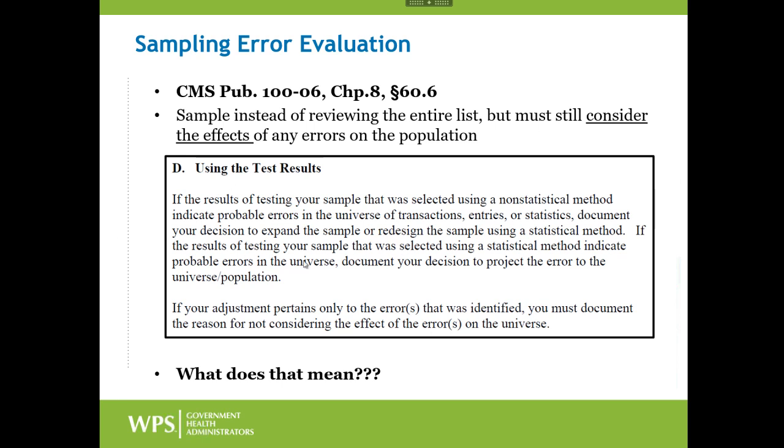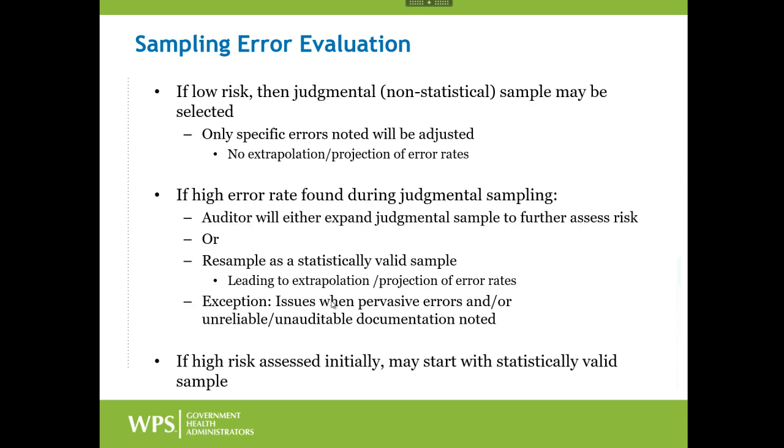So generally speaking, if we have a statistically valid sample, absent evidence to the contrary of no risk for the rest of the population, then we would be projecting that error rate to the population, extrapolating. That's some evaluation techniques that can be used by the auditor. If there was low risk, so if you took a look at the listing and maybe it's a low dollar amount, maybe it's around the same as last year that had also been audited, then if there's low risk, a judgmental or non-statistical sample might be selected. Maybe that's what the auditor chooses.